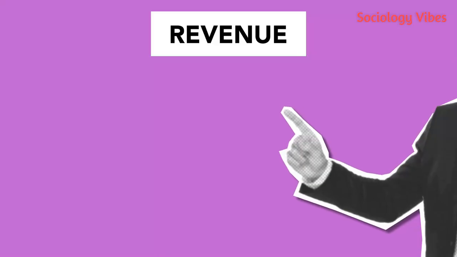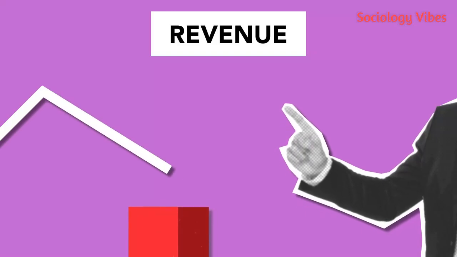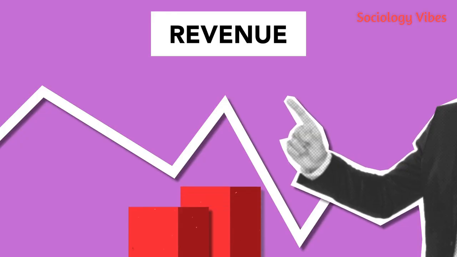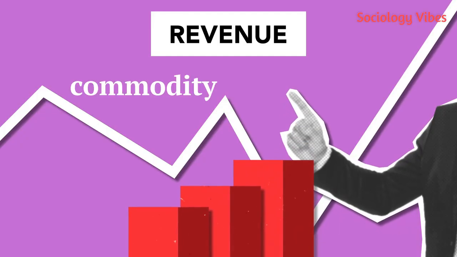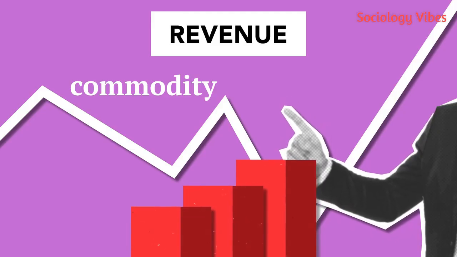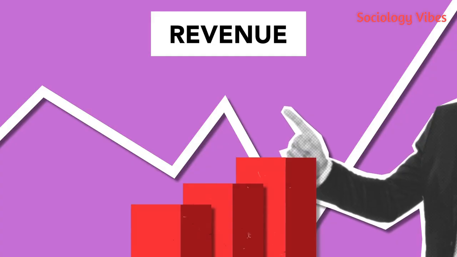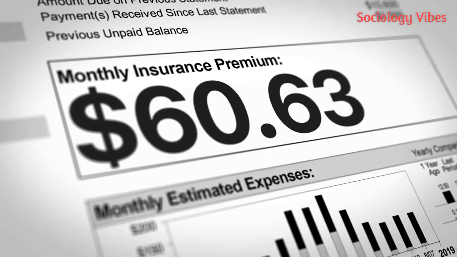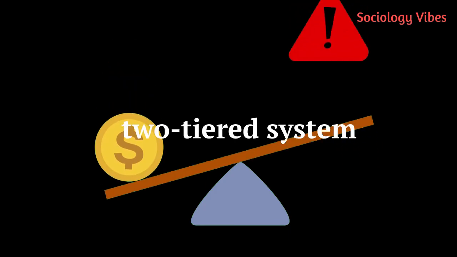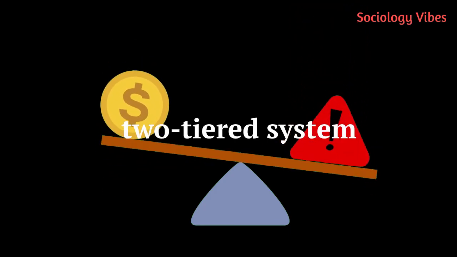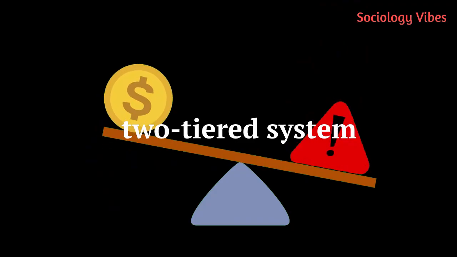The United States healthcare system is mainly a profit-driven model. Healthcare in the American society is a commodity, just as any product or service in the capitalist economy. Access to healthcare in the American society is based on the ability to pay for it. And this creates a two-tiered system, with some groups having access to quality health care, while others are denied access to quality health care.